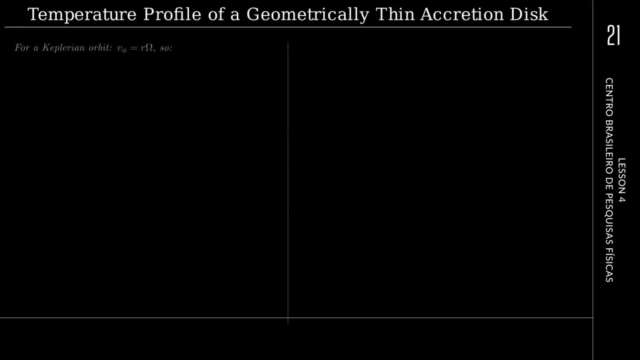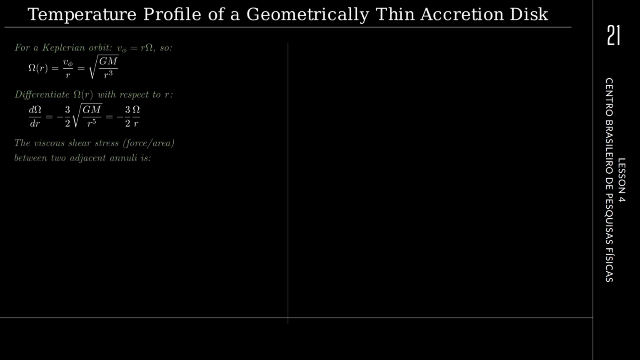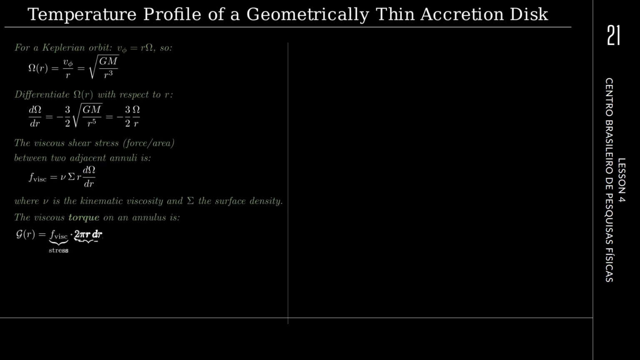Okay, so let's do it. For a Keplerian orbit, the angular velocity is given by this. Let's take the derivative of this angular velocity with respect to r, because this will be useful later. And this is something I'm not proving here, but we can prove with pure hydrodynamics that the viscous shear between rings is given by this formula. Here you see the dΩ/dr, we use it later. And the viscous torque in an annulus of the disk is given by the stress, force per area, times the area, times the lever arm. So this is the torque.